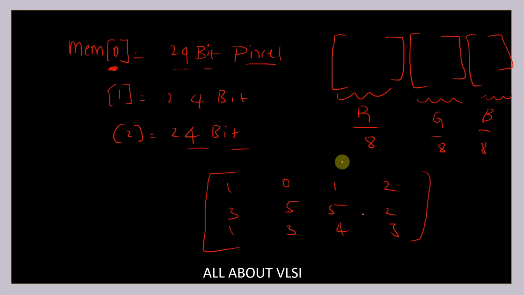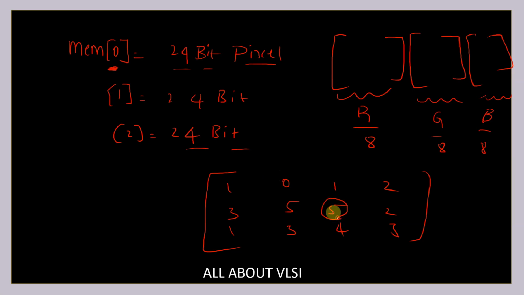Now, let's say I want to perform the Sobel operation on this particular image. I'm going to have a 3 cross 3 kernel that we have already discussed previously, which has the gradient in the horizontal direction and the gradient in the vertical direction.